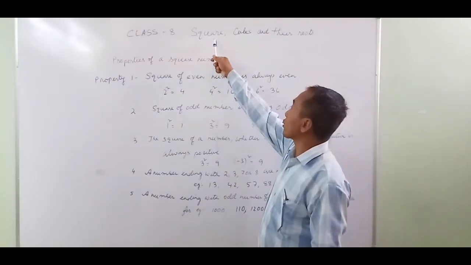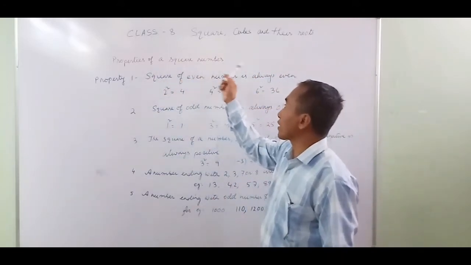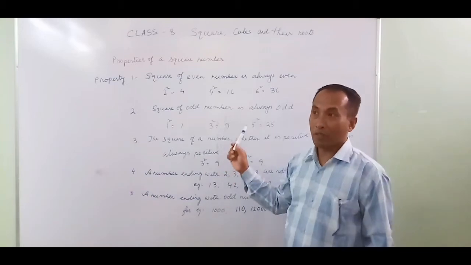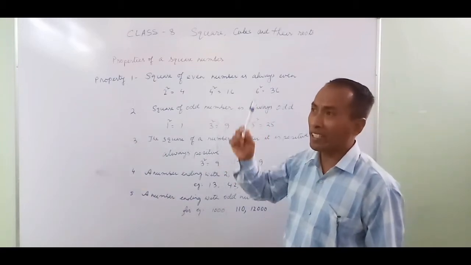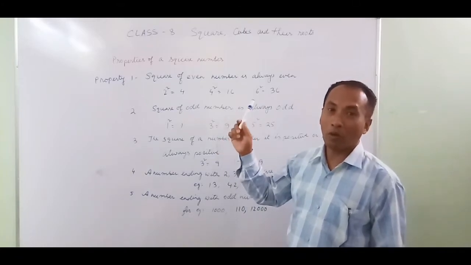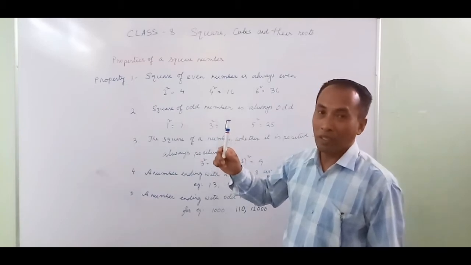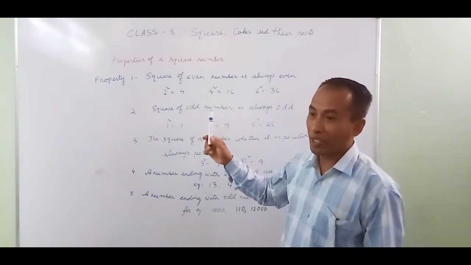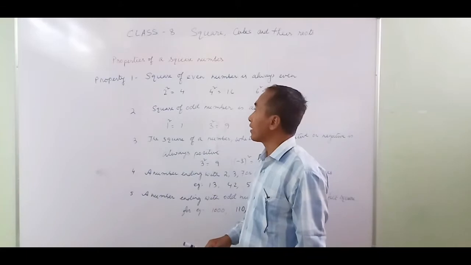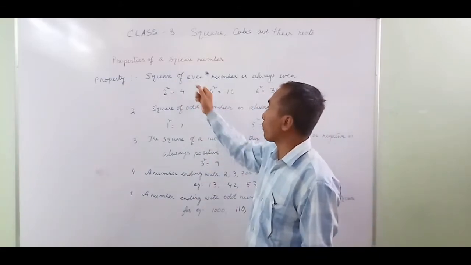While we are studying square, cubes and their roots, we have to know the properties of a square number. Because while we are studying anything, we have to know the property first, then we can do all the sums correctly. For example, if you want to know the characteristics of a perfect square number, then we have to know the properties.